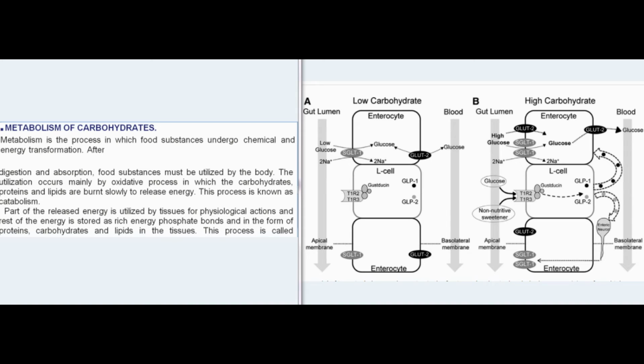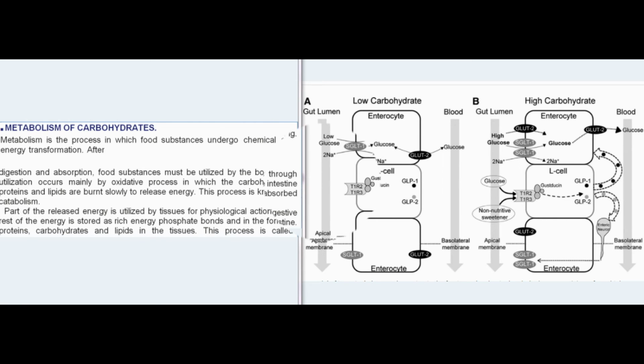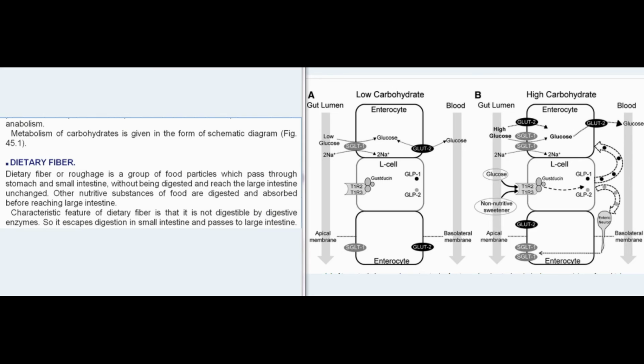Metabolism of carbohydrates. Metabolism is the process in which food substances undergo chemical and energy transformation. After digestion and absorption, food substances must be utilized by the body. The utilization occurs mainly by oxidative process in which the carbohydrates, proteins, and lipids are burned slowly to release energy. This process is known as catabolism. Part of the released energy is utilized by tissues for physiological actions, and rest of the energy is stored as rich energy phosphate bonds and in the form of proteins, carbohydrates, and lipids in the tissues. This process is called anabolism. Metabolism of carbohydrates is given in the form of schematic diagram, Fig 45.1.